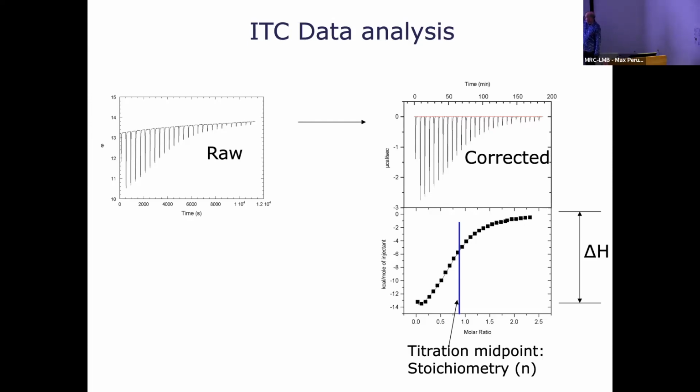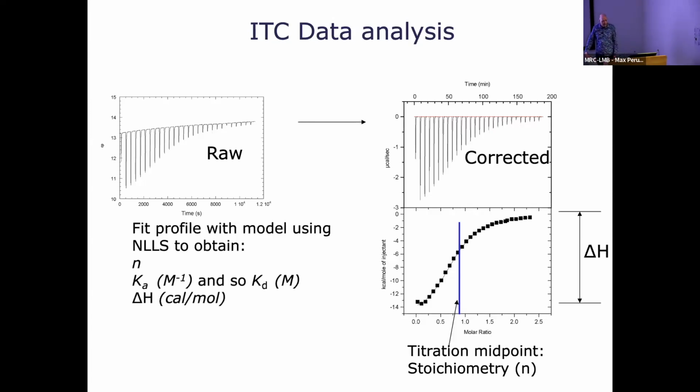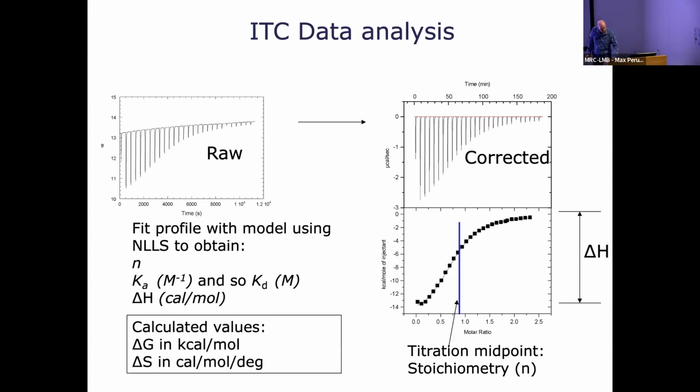And in very, very nice graphs, from the bottom of the S to the top you can get the delta H. Then in the middle you get the stoichiometry. And what that slope looks like will tell you what the equilibrium constant is. Of course, by doing non-linear least squares, you get the stoichiometry, the KD and the delta H. And then we can use those to get the delta G, and then we can calculate the entropy change.